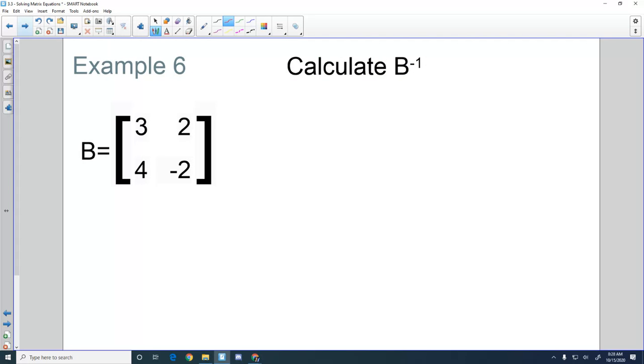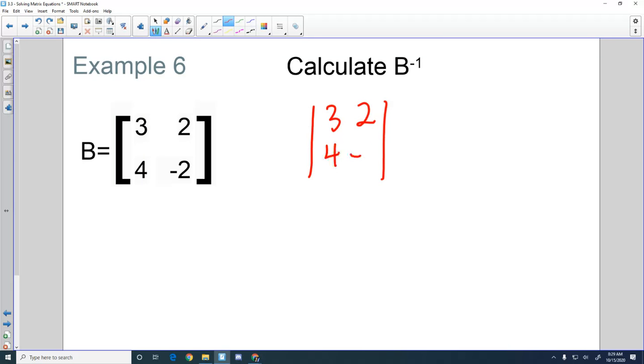So here's a 2 by 2 matrix. Go ahead and jot this down. 3, 2, 4, -2. And our job is to calculate B inverse. So there are two parts to it. First, we just want to calculate the determinant, right? We need to use that determinant. And so I'm going to do that right off the bat.